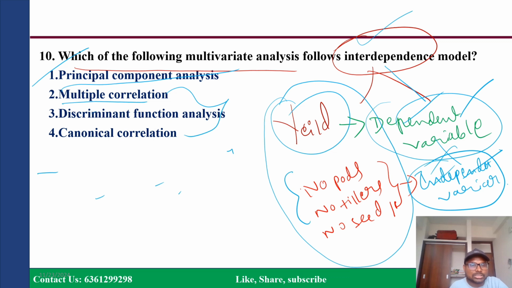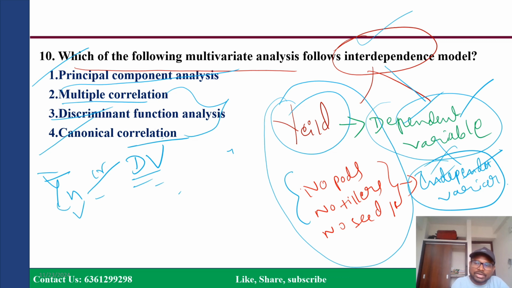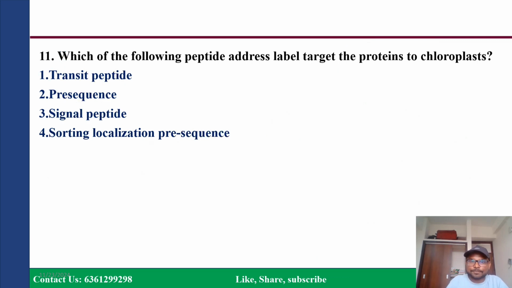See, multiple correlation: your independent variable is correlated with the dependent variable. Discriminant function analysis will do the same. In canonical correlation also we are doing the same. We are comparing dependent variable to independent variable. It means they are dependence models, not interdependence models. That's why principal component analysis is the answer.